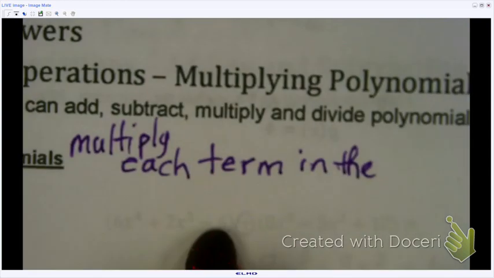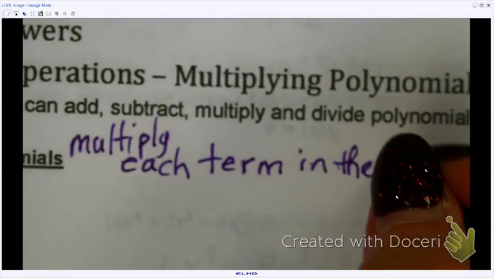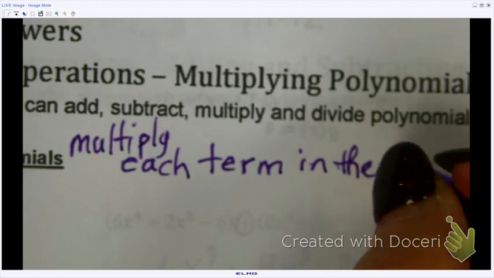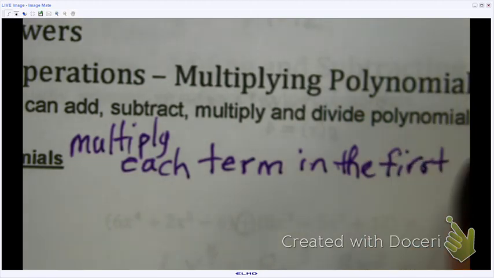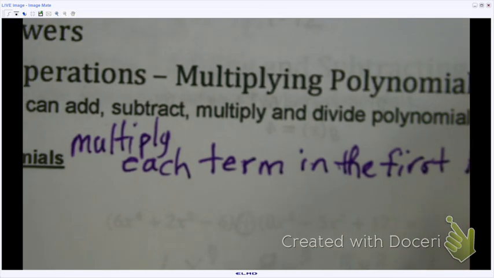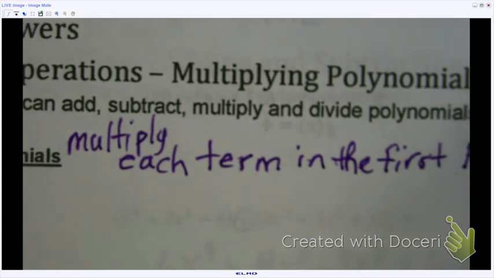So you're going to multiply each term in the first polynomial by each term in the second polynomial. You can do this horizontally, but generally it's a nightmare because either you get lost or you get mixed up or you forget the signs. It's much easier to get the correct answer the first time.